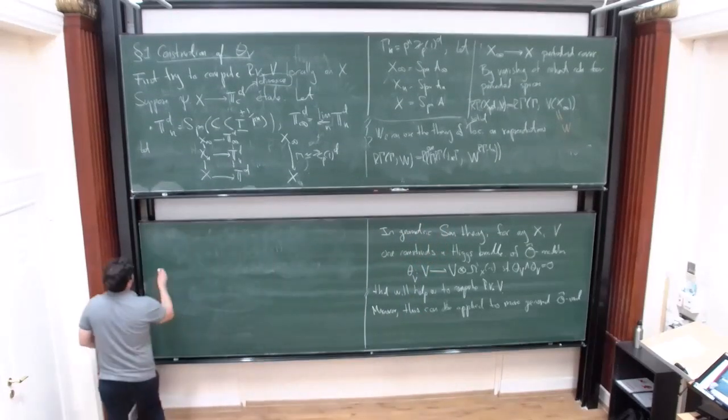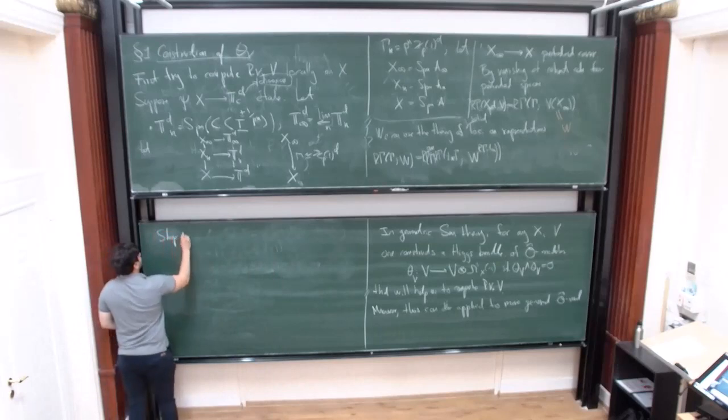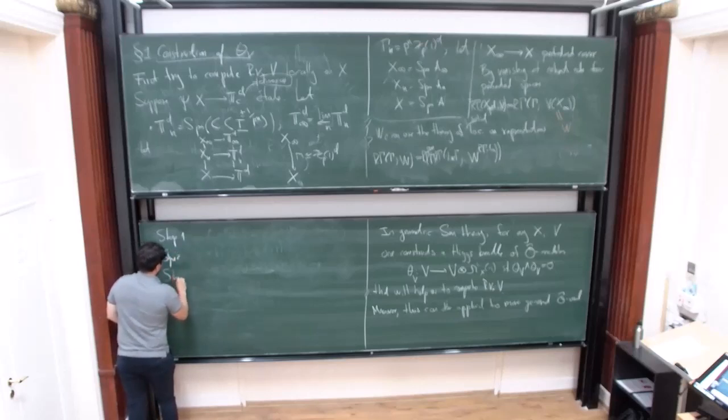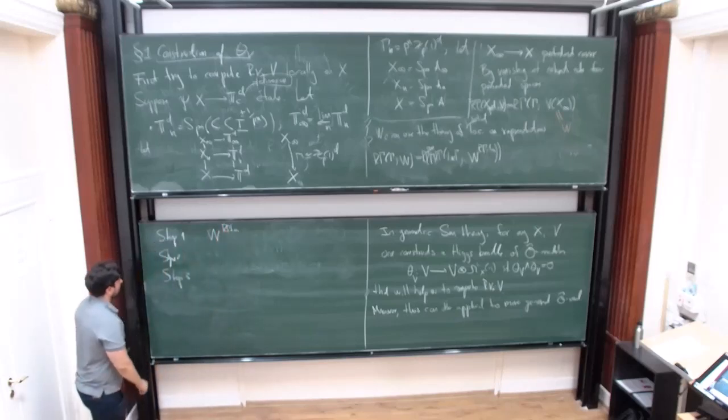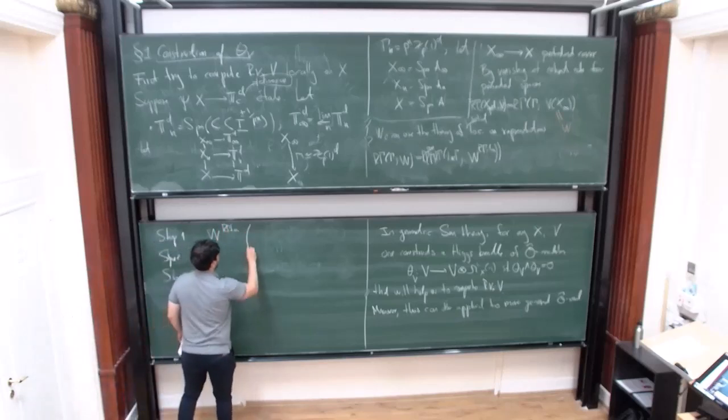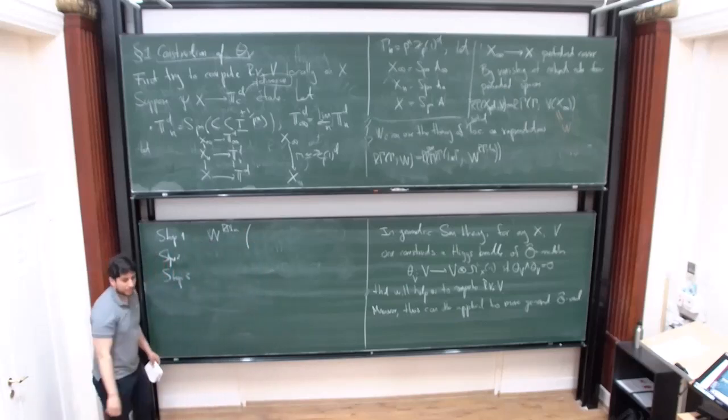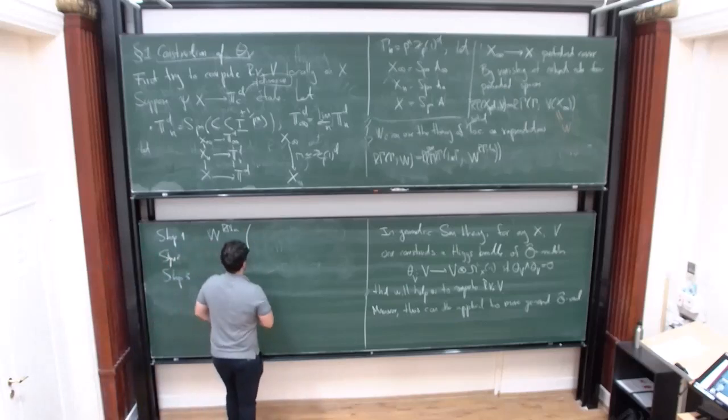So like I said, we have this strategy: step 1, step 2, and step 3. The first one is to understand what this object is equal to. Let me just write very quickly what this is: how to compute this.